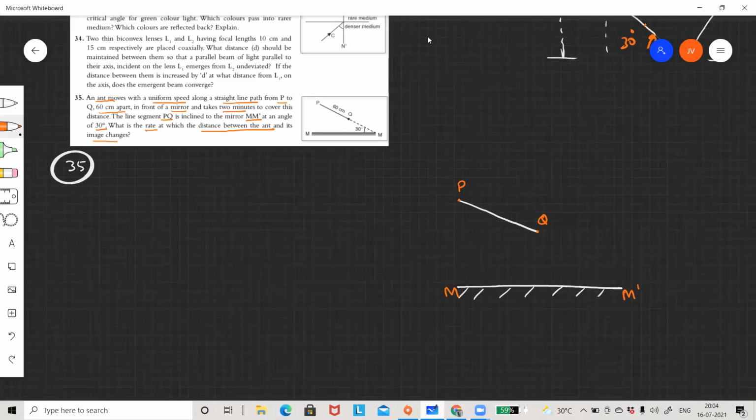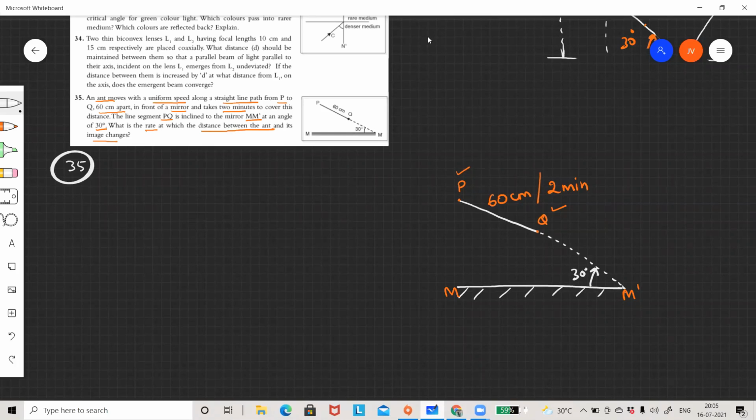There is an ant that travels from point P to point Q, which is a distance of 60 centimeters apart, in 2 minutes. That means traveling from P to Q, a 60 centimeter distance, took 2 minutes. Then what they are saying is we have to find the rate at which the distance between the ant and its image changes. One more thing, the direction in which it is traveling makes an angle of 30 degrees.